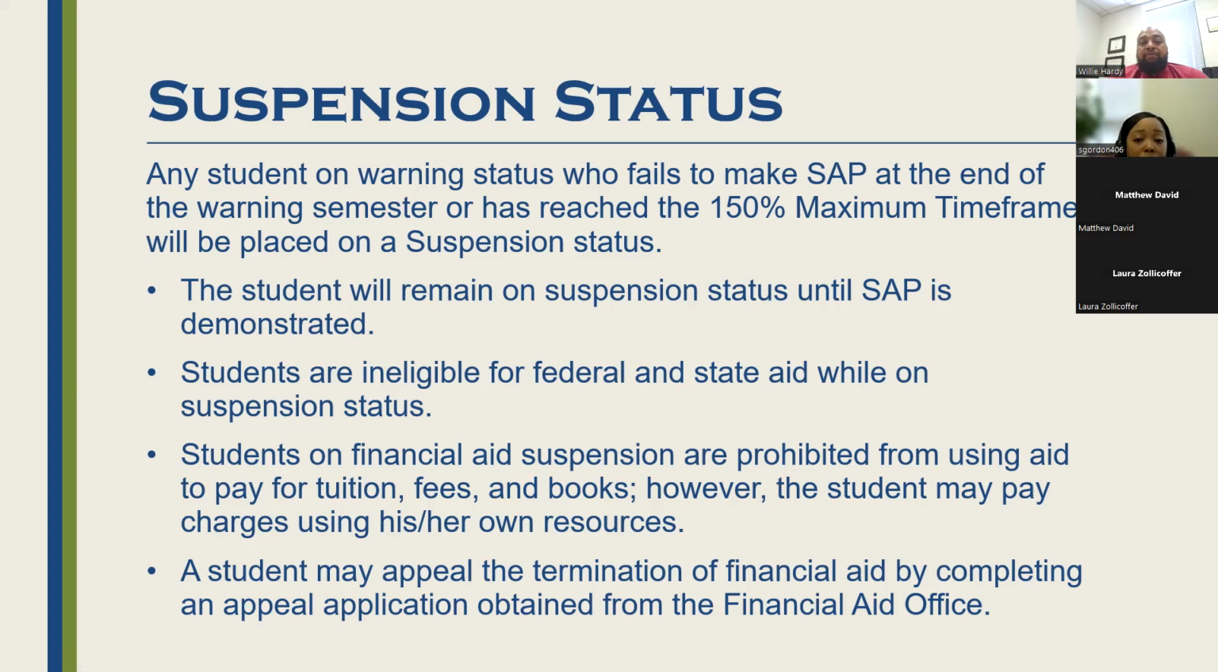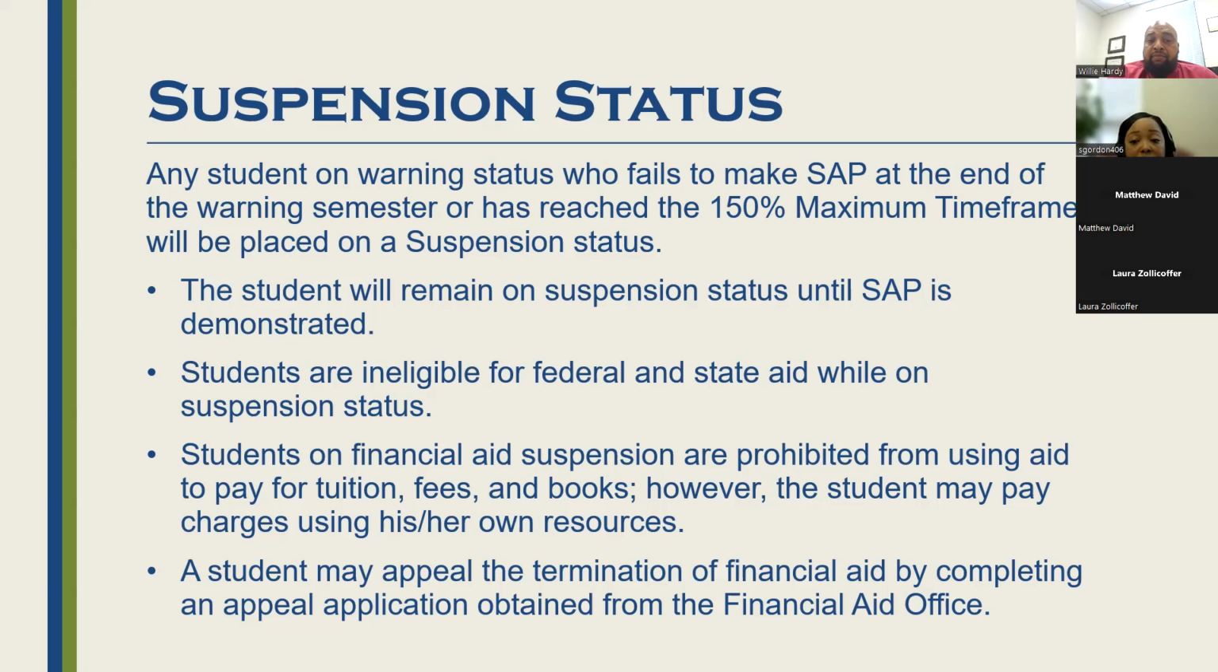Students are ineligible for federal and state aid while on financial aid suspension. So like I say, you're no longer eligible for financial aid once you're on suspension, unless you do a financial aid appeal and your appeal was approved by a financial aid specialist. That's the only other way that you could get your financial aid back after being on suspension.